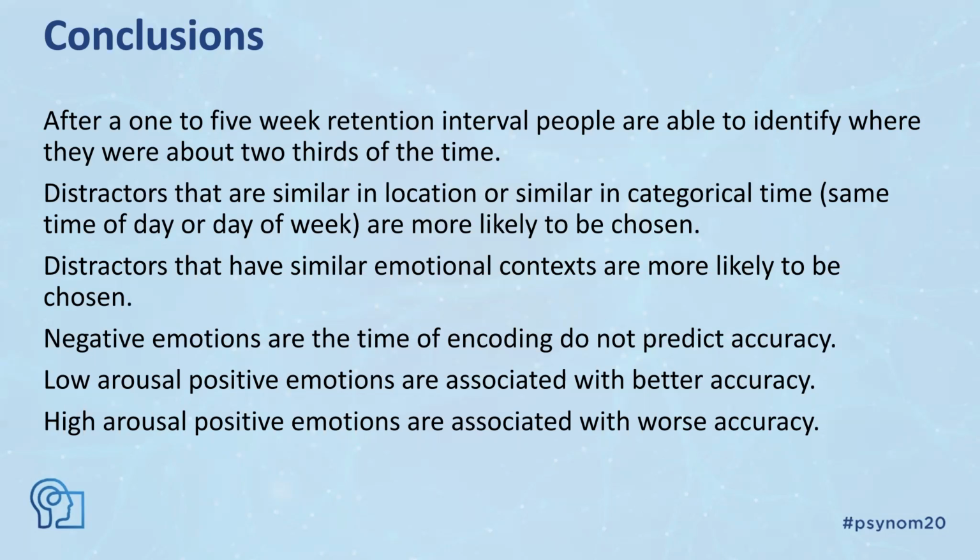Negative emotions at the time of encoding do not seem to predict accuracy, but positive emotions do, with low arousal positive emotions associated with better accuracy, and high arousal positive emotions associated with worse accuracy.